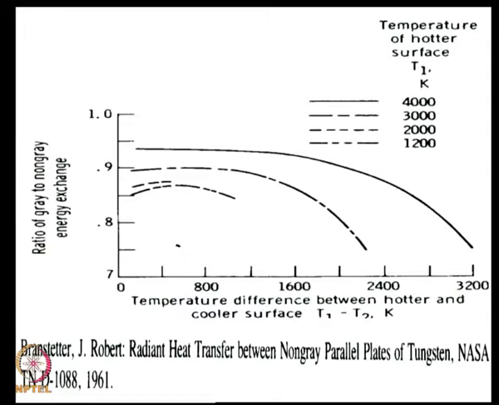This is not surprising, because imagine surface 1 was at 1200, surface 2 was at 4000. Then the peak of the emission from the surface at 1000 will be around 3 micron, while that of the other surface will be around 1 micron.